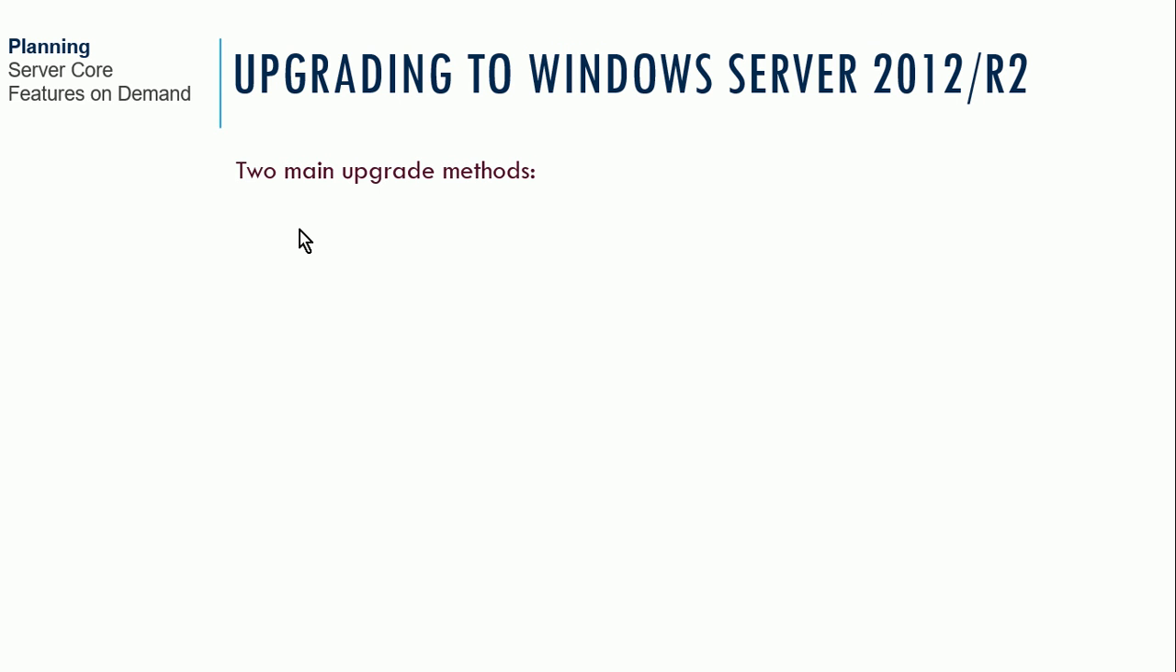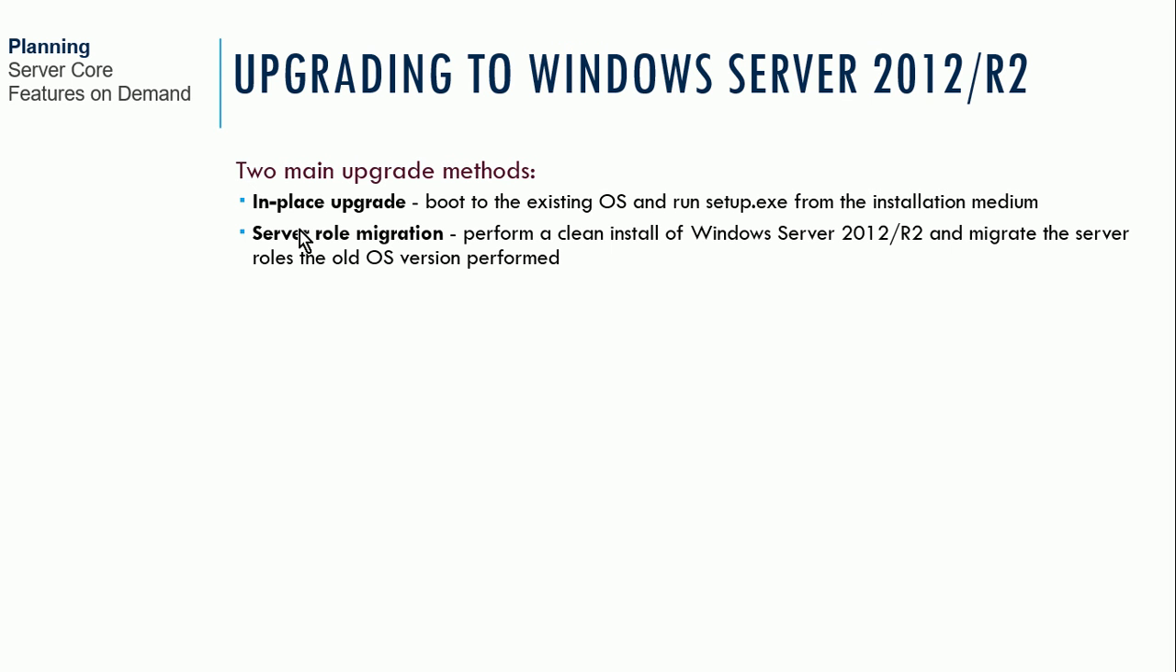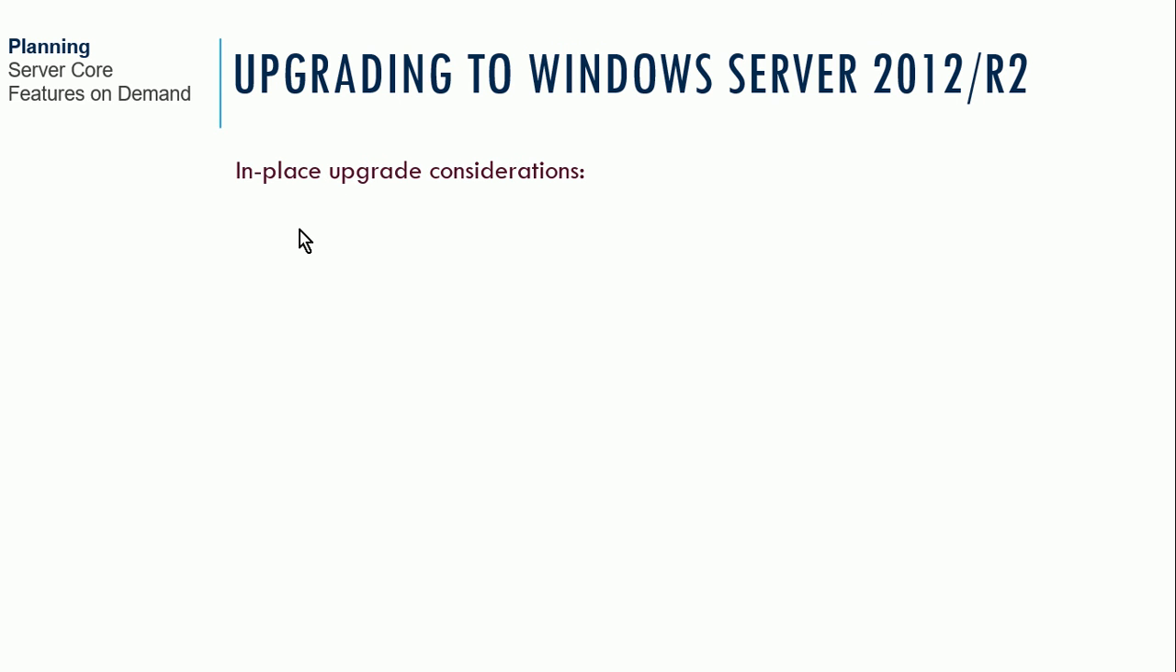If you are upgrading to Windows Server 2012, there's two main options or methods of doing the upgrade. You can do an in-place upgrade where you boot to the existing OS and then you run the setup from the installation medium, which means that you're already in the existing Windows version, and you begin the installation while you're already logged in. The other one is a server role migration where you perform a clean install of Windows Server 2012 and migrate the server roles from the old operating system version. So you've got two options there for your upgrading.